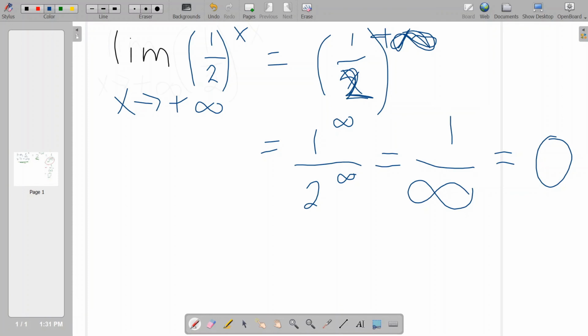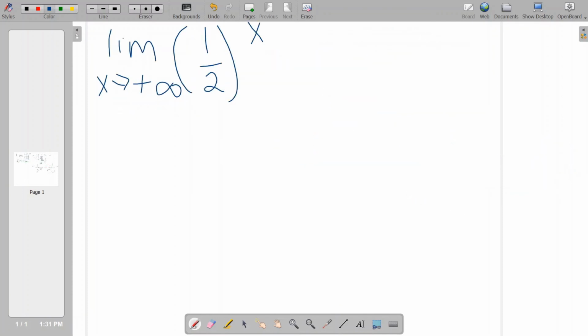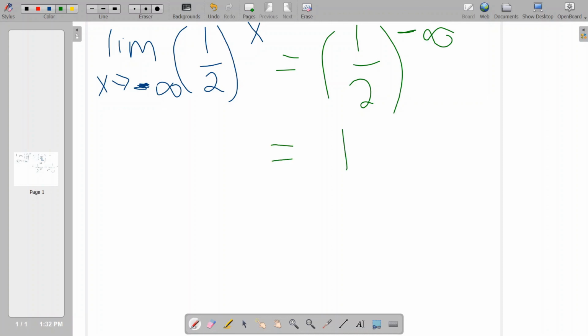Okay, what if we change the scenario? Instead of positive infinity, let's have negative infinity. Using our substitution rule once again, we will have 1 over 2 raised to the power of negative infinity. And the same, laws of exponent, we have 1 raised to the power of negative infinity over 2 to the power of negative infinity.